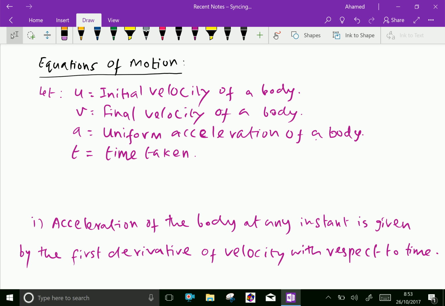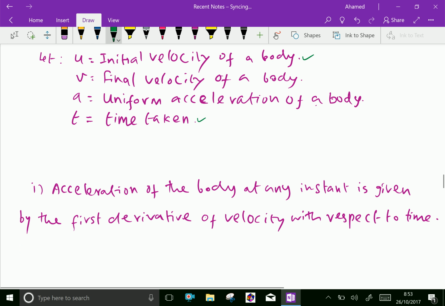In physics, let us discuss and derive the equations of motion. Let u equal the initial velocity of the body, v equal the final velocity of the body, a equal the uniform acceleration of the body, and t equal the time taken. Now let us derive the equations one by one.